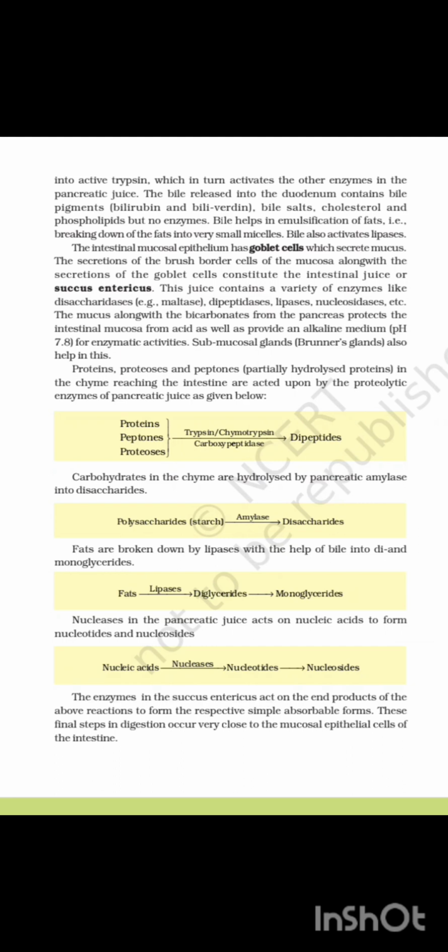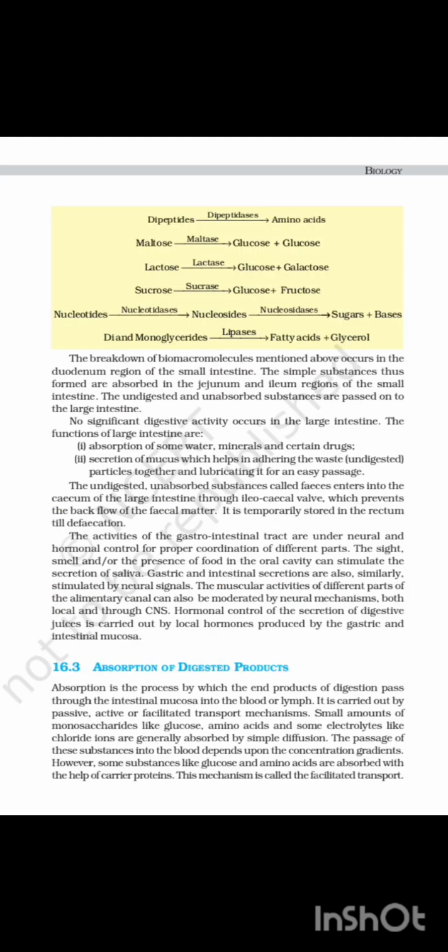The enzymes in the succus entericus act on the end products of the above reactions to form the respective simple absorbable forms. These final steps in digestion occur very close to the mucosal epithelial cells of the intestine. The breakdown of biomacromolecules mentioned above occurs in the duodenum region of the small intestine. The simple substances thus formed are absorbed in the jejunum and ileum regions of the small intestine.